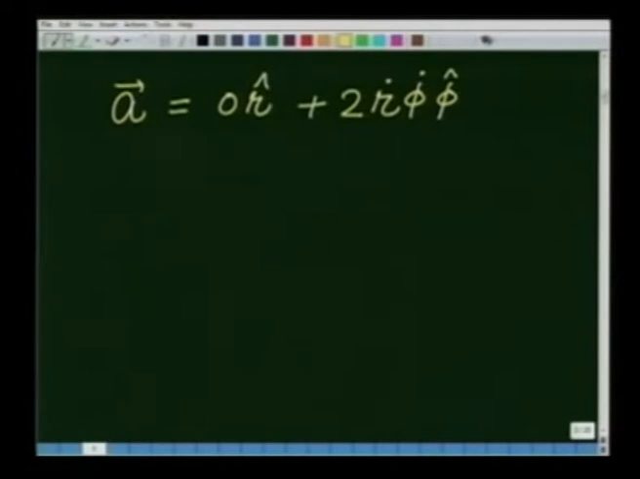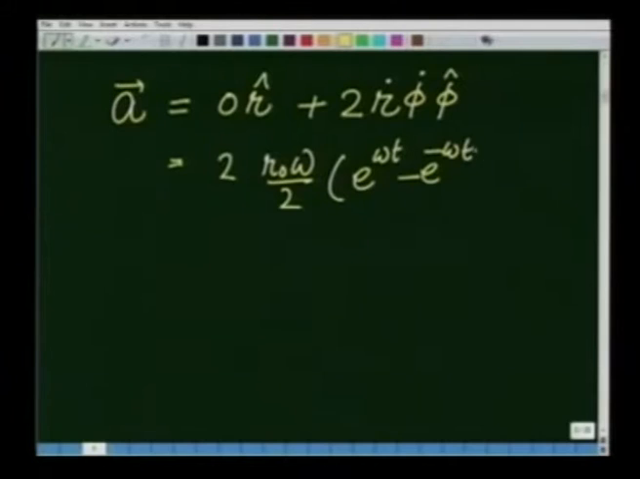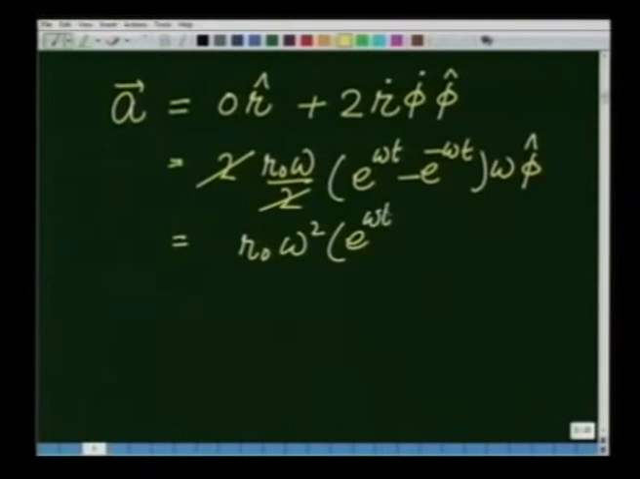Using the expression for r derived earlier, this comes out to be 2 r0 omega by 2 (e^(omega t) minus e^(minus omega t)) times omega, which is the value of phi dot in phi direction. This 2 cancels and the acceleration therefore is r0 omega squared (e^(omega t) minus e^(minus omega t)) in phi direction. This is the general expression for the acceleration for this bead moving on the wire.